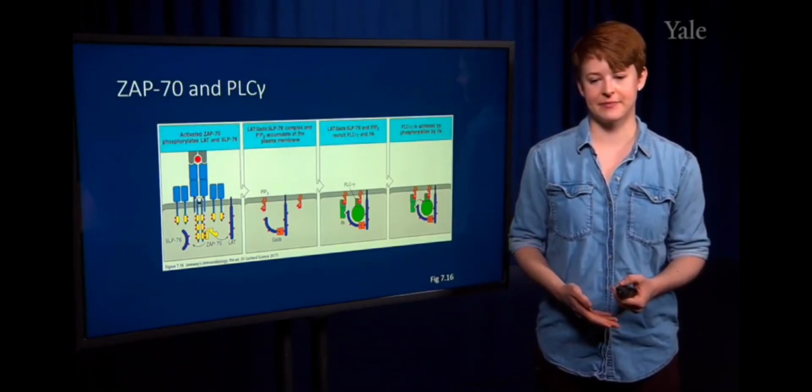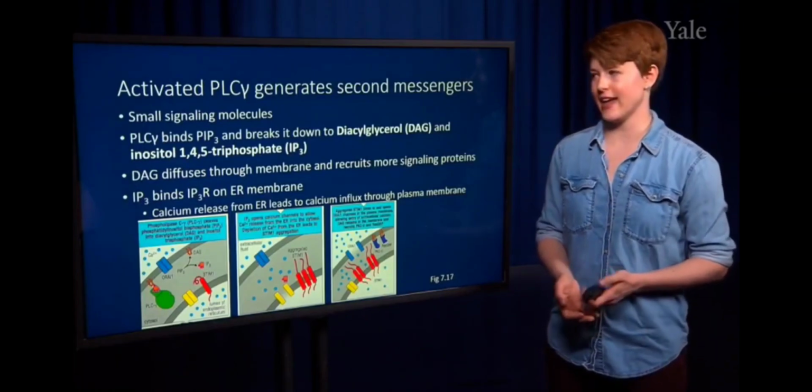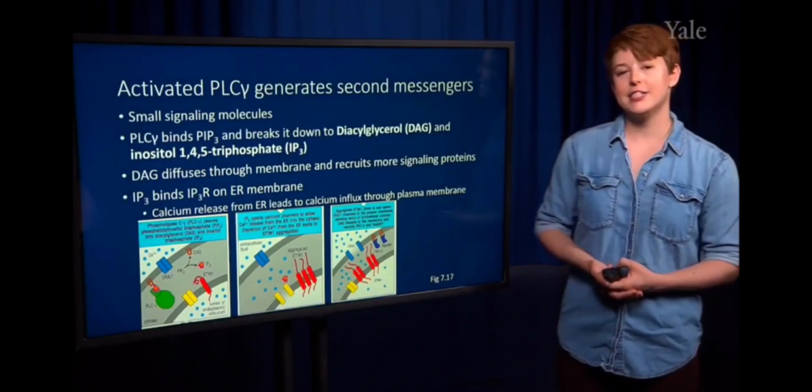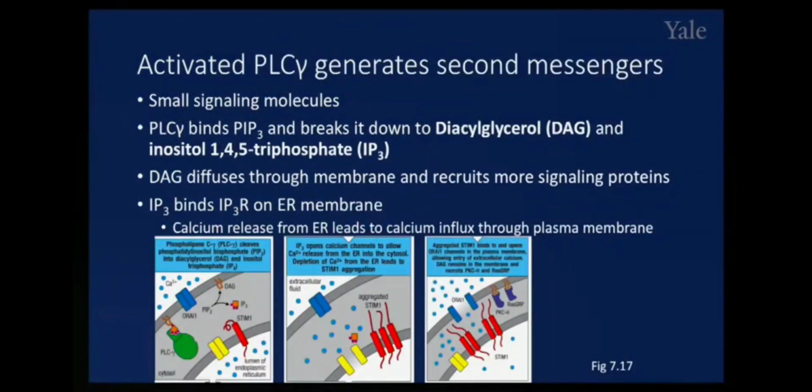So how does PLC gamma work? So it generates what are called second messengers. And these are small molecules downstream, they might be ions as we'll talk about, that can propagate throughout the cell and lead to different signals. So PLC gamma can bind PIP3 and it breaks it down into diacylglycerol, or DAG as you'll see, and inositol 1,4,5 trisphosphate, which will be designated as IP3. And these are two very important second messengers.